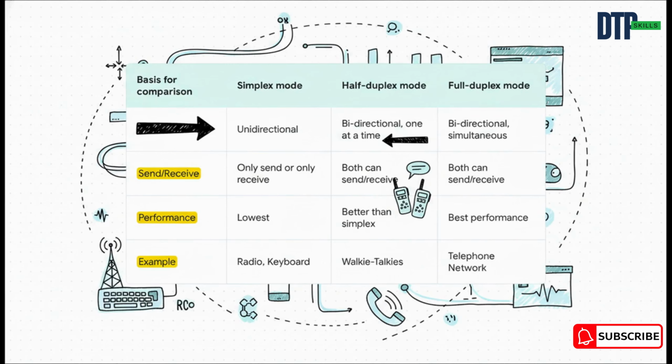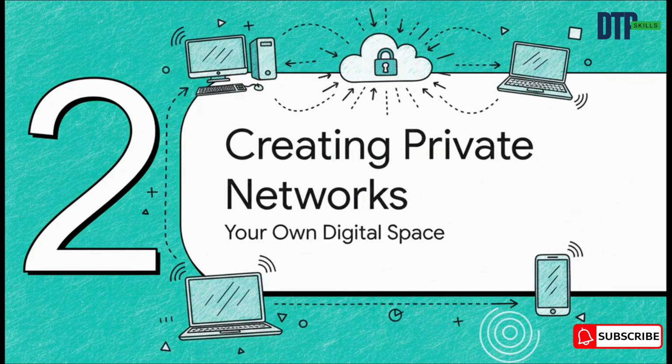So here's a great little cheat sheet that pulls it all together. You can see everything at a glance, from the direction of the data flow all the way to performance and those real-world examples. It's a perfect little summary of the core ideas we just covered. All right, so now that we've got the rules of the road down, how does this all work when we start connecting lots of devices together?